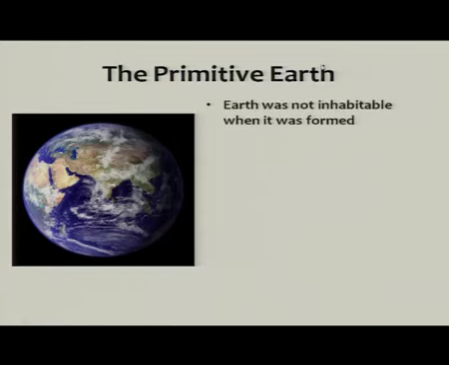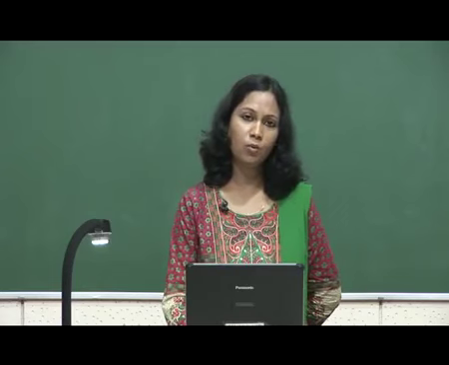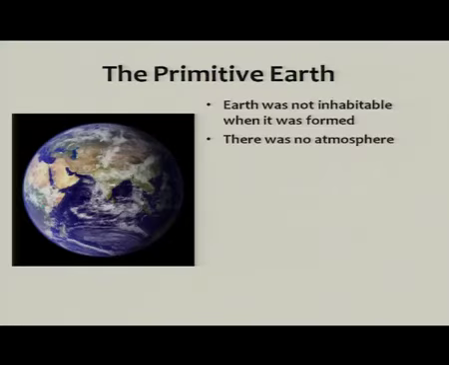Here you can see the picture of earth. It looks green, it looks blue, of different colors. This picture has been taken from space, but this was not the actual form of earth. So, what was earth like? The earth was not at all habitable when it was formed. Why? What were the conditions which made it inhospitable?